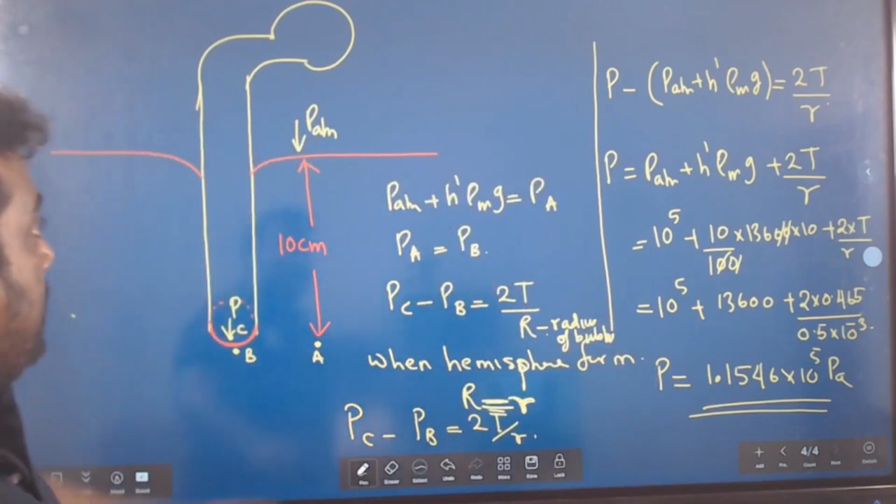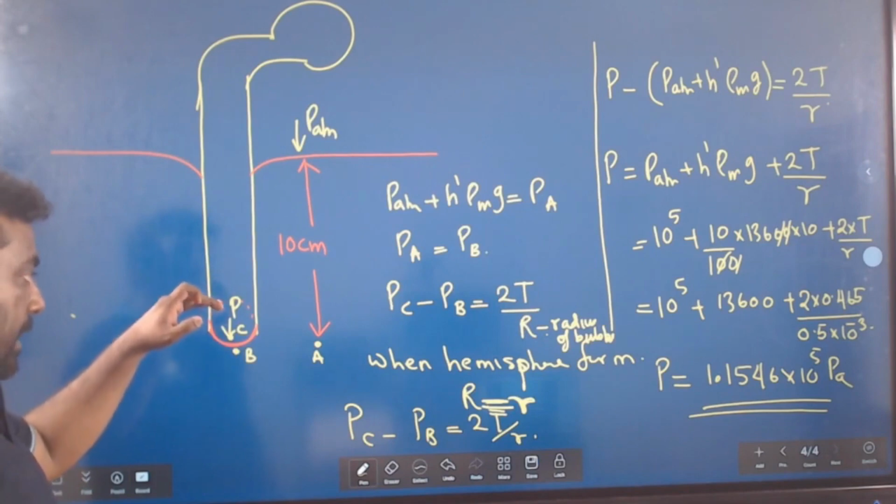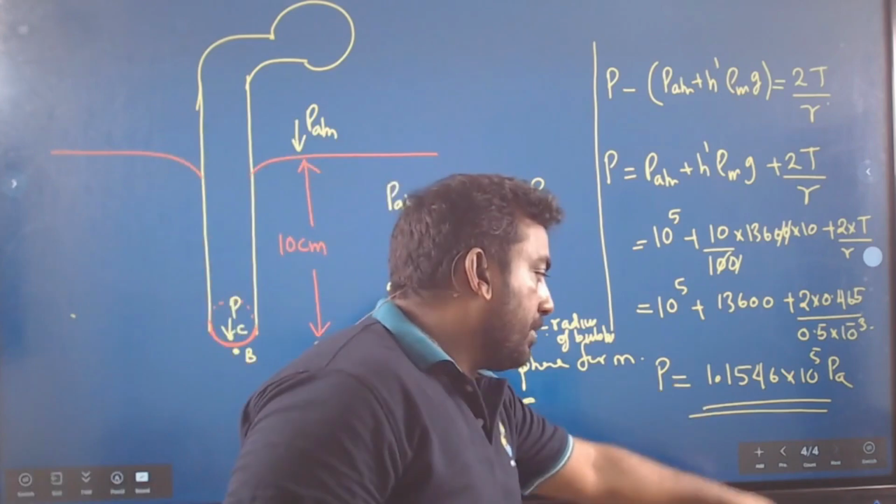Do the simplification. PA equals PA atmospheric plus h rho g, pressure at A equals pressure at B. PC minus PB is 2T over R. Simplify, and you can find the pressure.